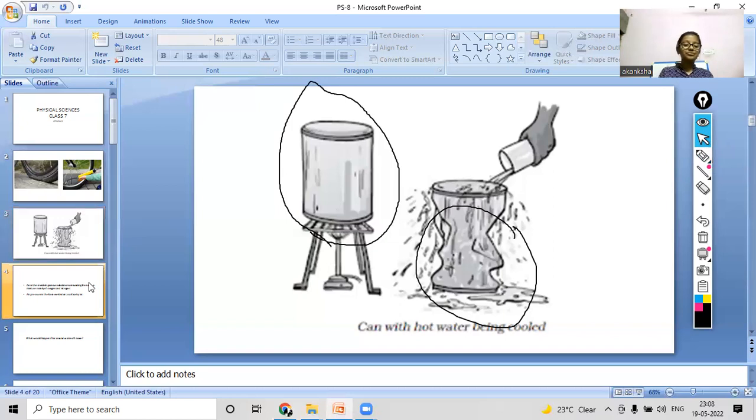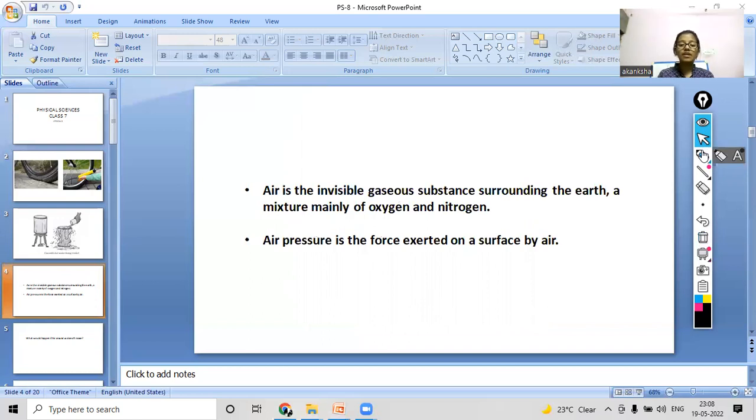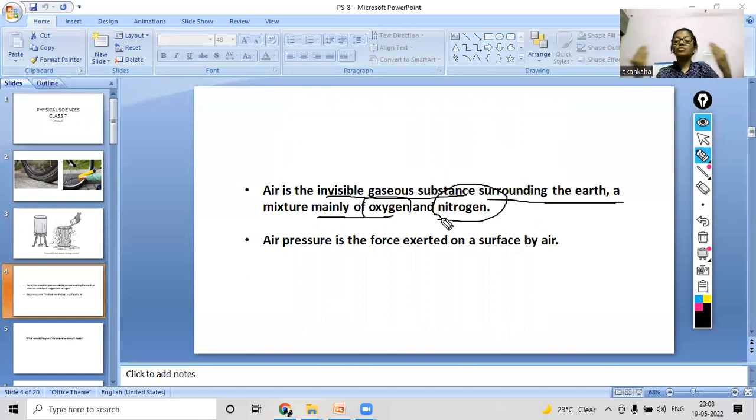So air is an invisible gaseous substance surrounding the earth, right? It surrounds the whole earth in the form of atmosphere. It is a mixture mainly of two gases: oxygen and nitrogen. Nitrogen is present in a very large amount, like 78%. Oxygen is about 21%, and then 1% is other gases. So this is the composition of air.